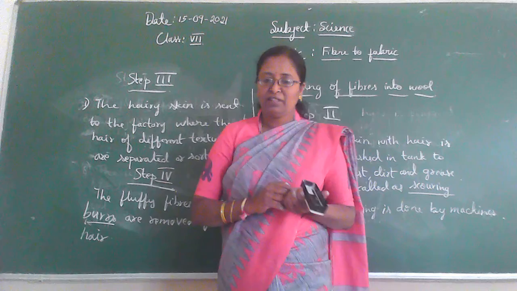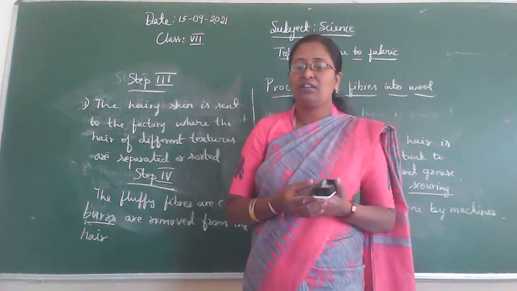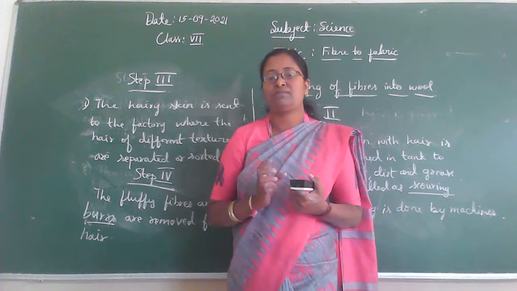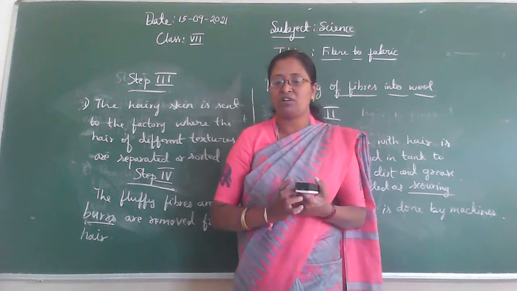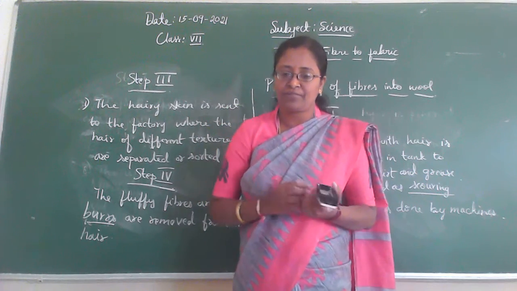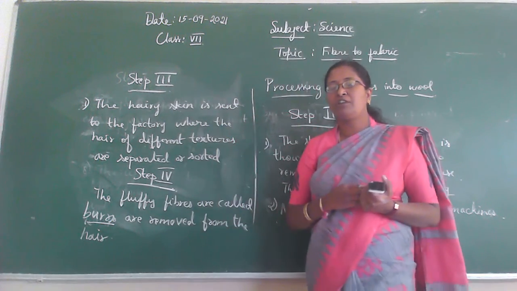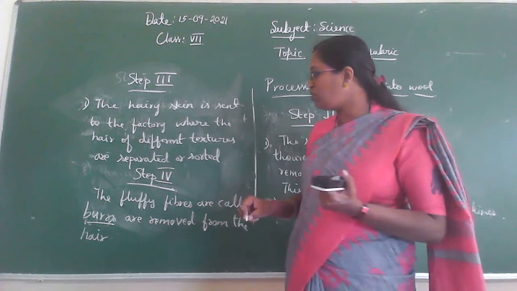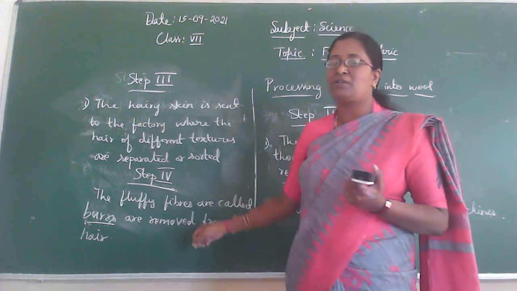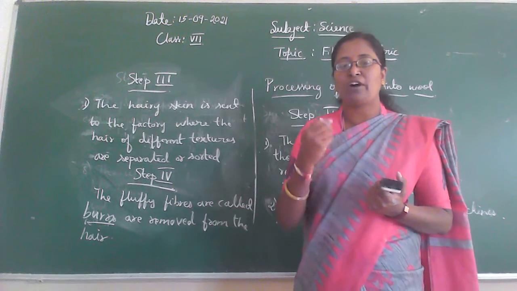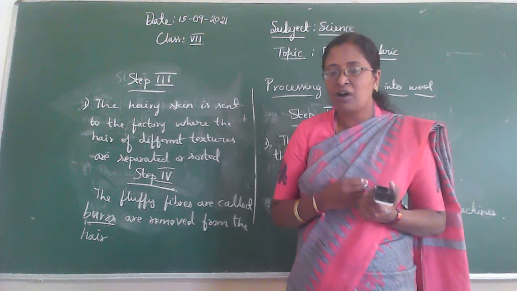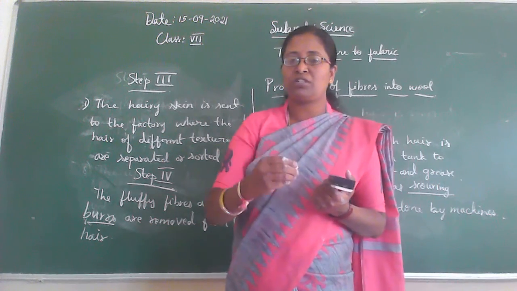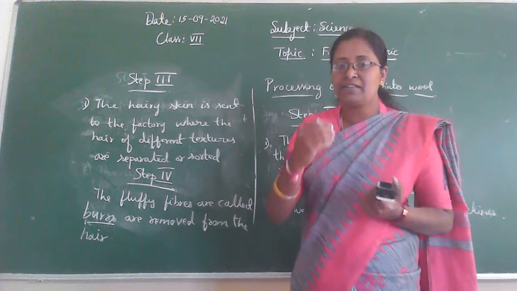Okay. Then the fibers are again sorted. Again they are scoured. Scoured means it is washed. It is thoroughly washed in water and then it is dried. The fibers are scoured again and dried. So this step also involves, after the cleaning of the burrs, the scouring process. Scouring means it is washed with water and then dried.